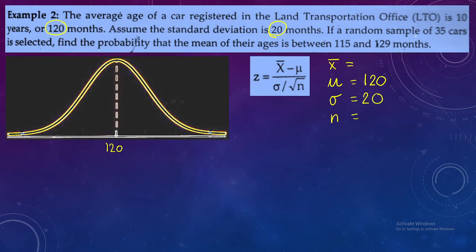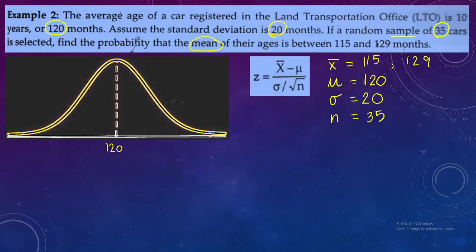If a random sample of 35 cars, what is this 35 cars? Sample, sir. Done. Okay, that's the number of the sample. We have 35 over here. Find the probability that the mean of their ages. As you can see, in this sentence there is the word sample. So this mean is a sample mean. And as you can see, there are two values: 115 and also 129.